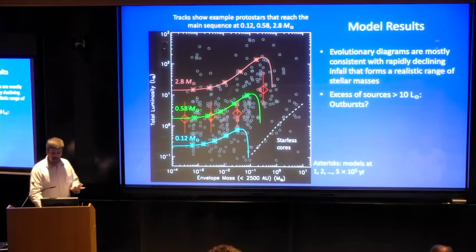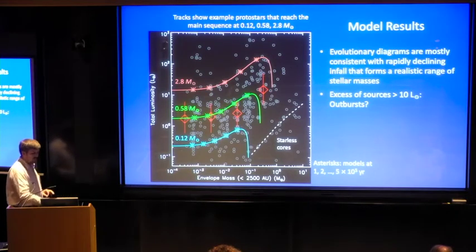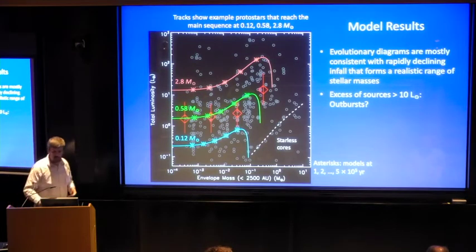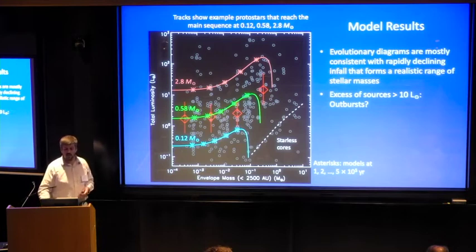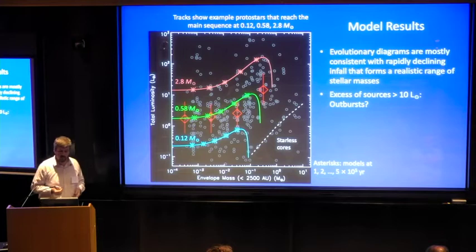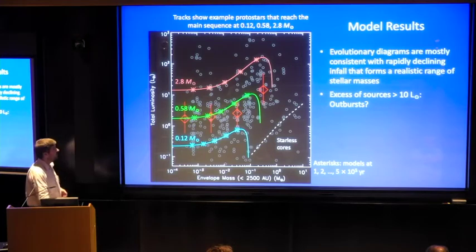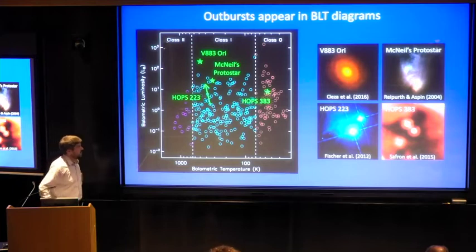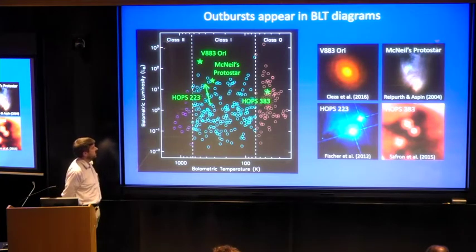Now there are some signs here that we need outbursts to explain the diagram completely. There are more stars here with luminosities of a few to a few times 10 L Sun than you would expect if you were going to form a typical distribution of stellar masses in the end. So that's kind of an early sign that outbursts are maybe important. And of course, we observe outbursts among our 300 plus protostars.